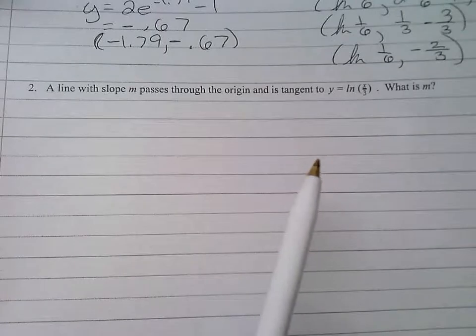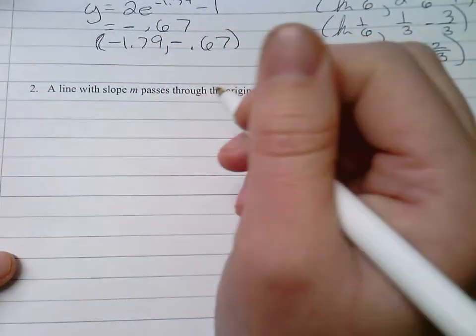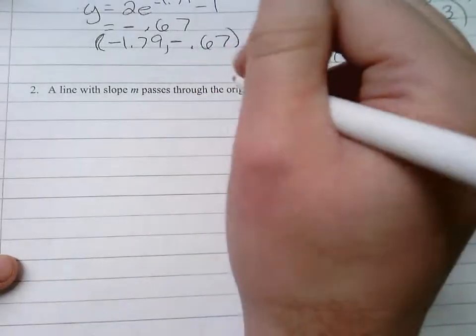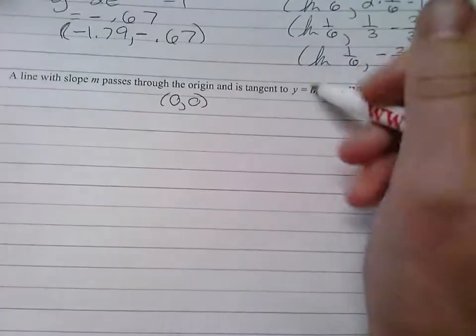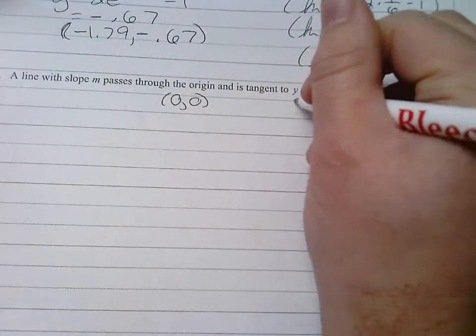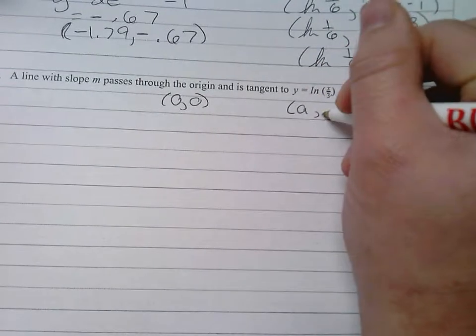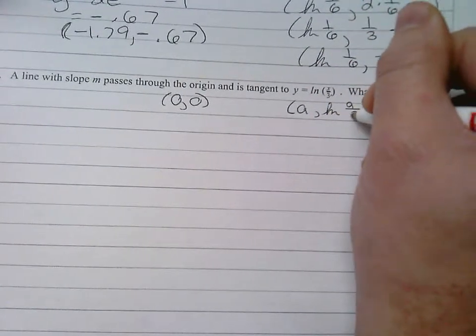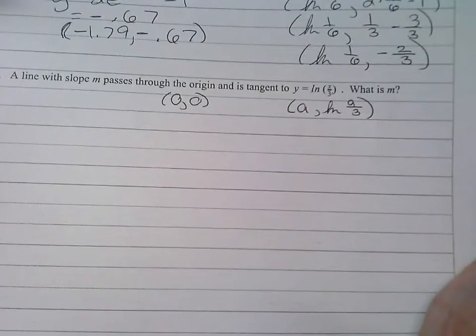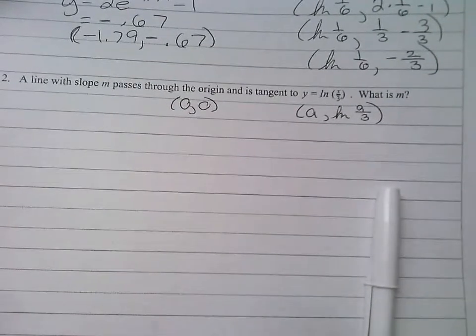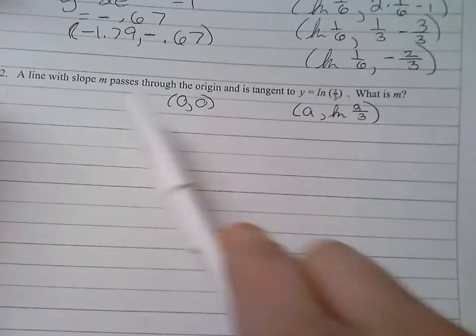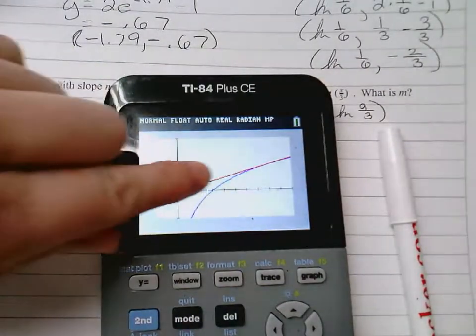Well, first let's find slope how we used to find it. So let's make this point 0, 0. So we have one point is 0, 0. And we're going to have another point. I'm just going to call this point A, ln of a over 3. So we're going to find our slope according to that. So we're finding the slope of this line. So if you're looking at this graph right here, we're looking for the slope of the red line right here. That's what we're looking for.